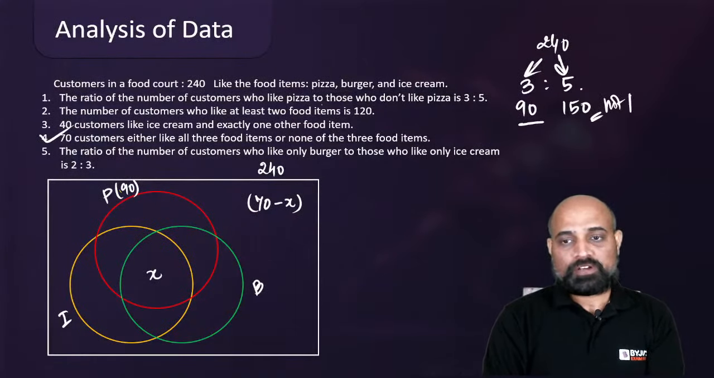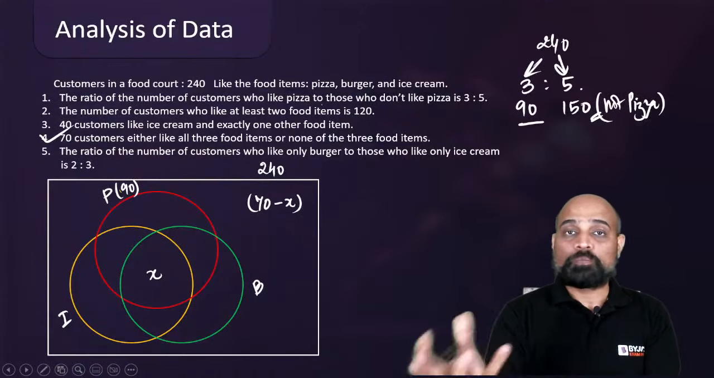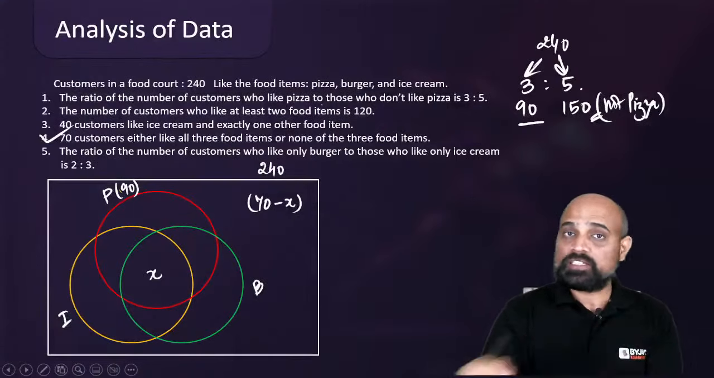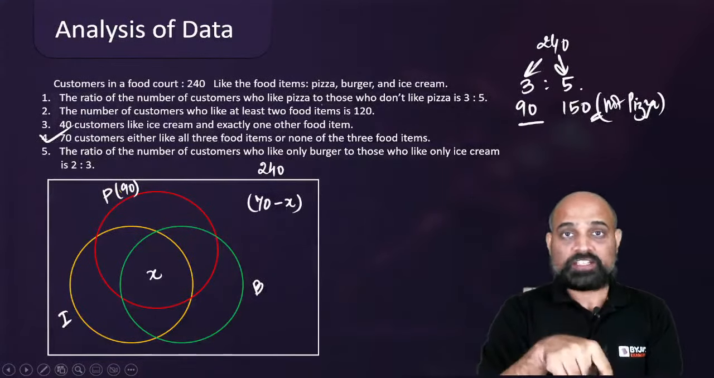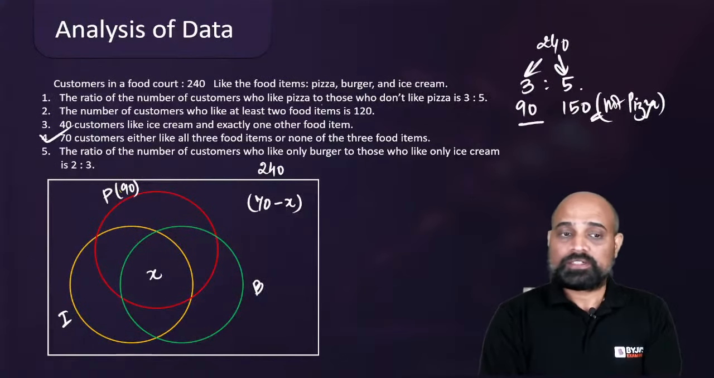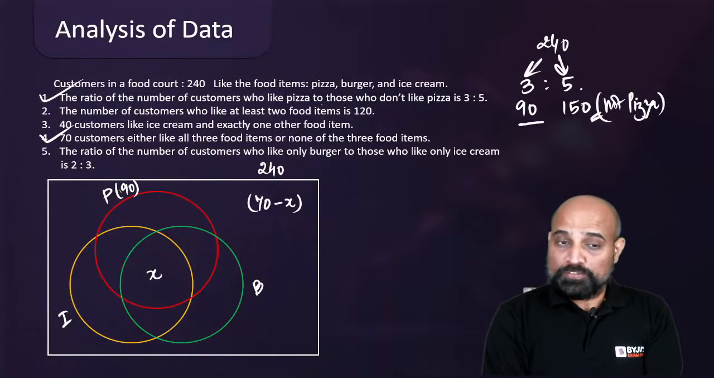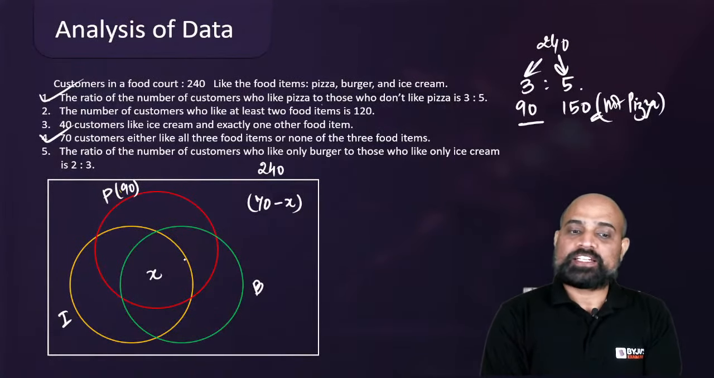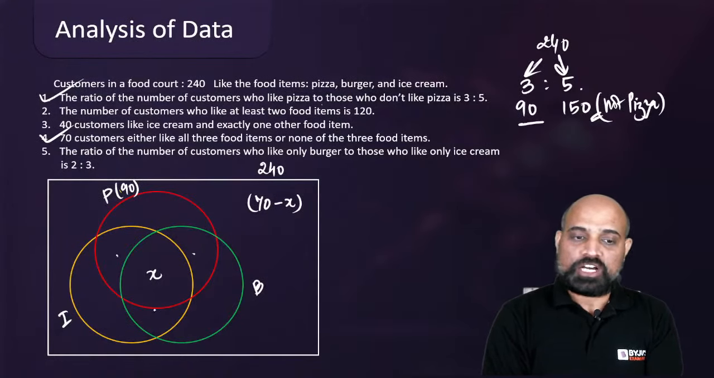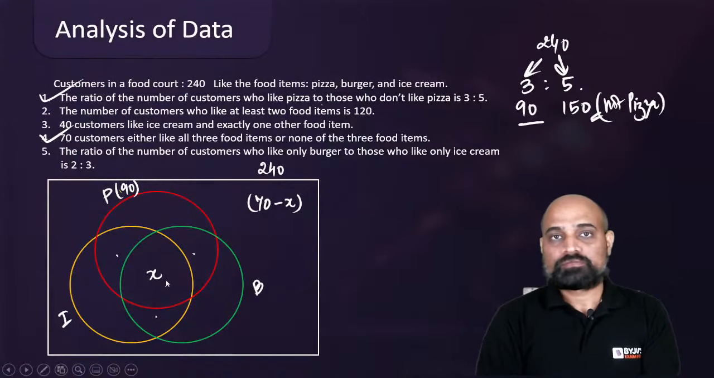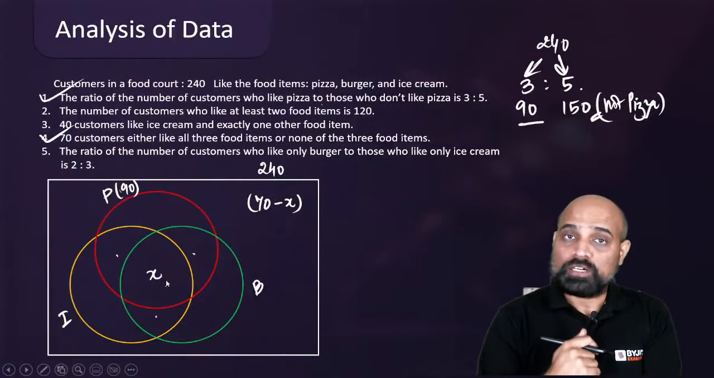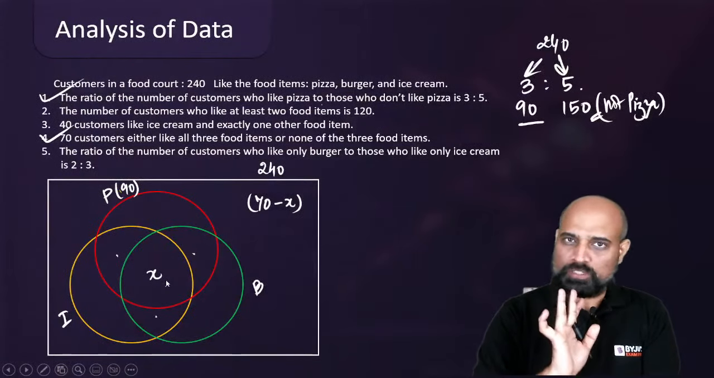Not pizza wala region. It's not exactly one region, it's combination of regions. Everything outside red circle is not pizza because within the red circle it's pizza, right? Okay. The number of customers who like at least 2 food items is 120. इन चारों का sum 120 है. We don't know what those are. So इसको ऐसे ही छोड़ते हैं अभी.